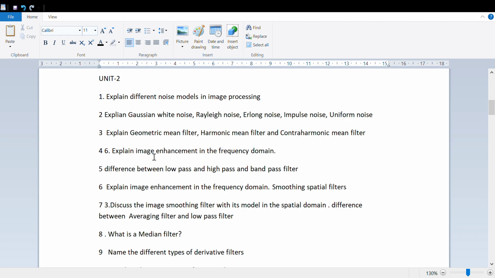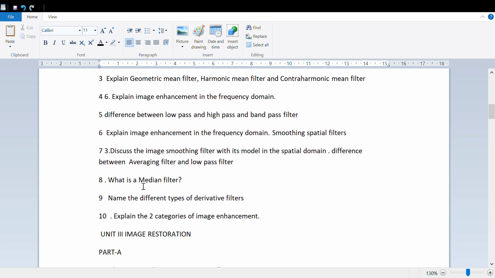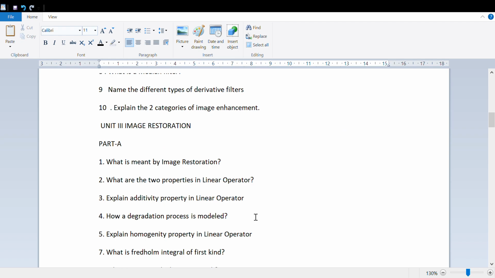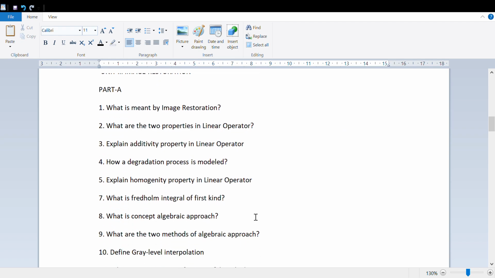If you focus on image enhancement in the frequency domain, you can cover almost all of the second unit, because mainly image processing is about image enhancement and the different types of techniques, and how the image can be filtered by using the domains, like the spatial domain. What is the median filter, and the two different categories of image enhancement? And then image restoration from the third unit.